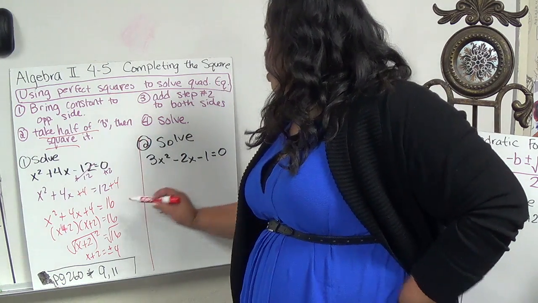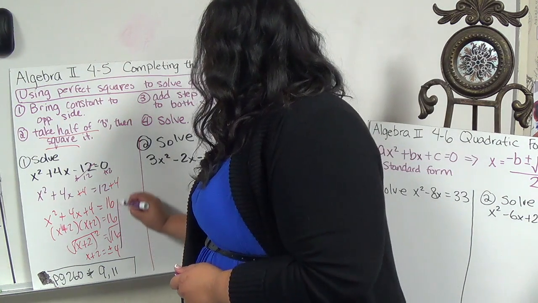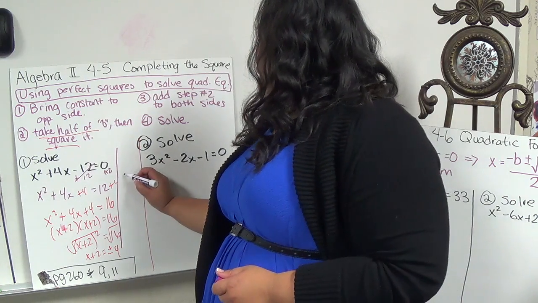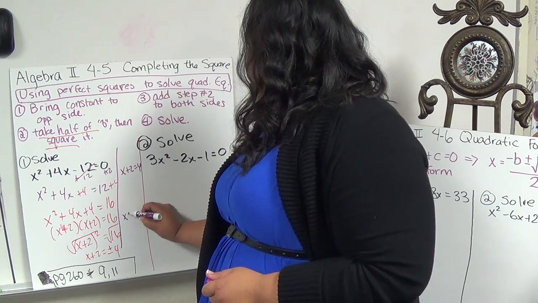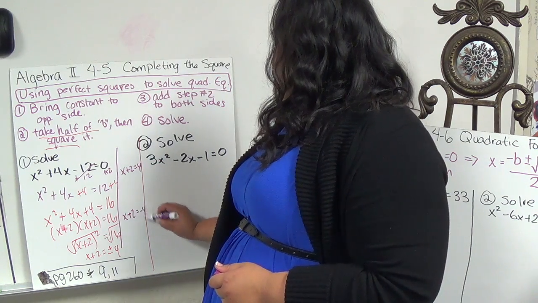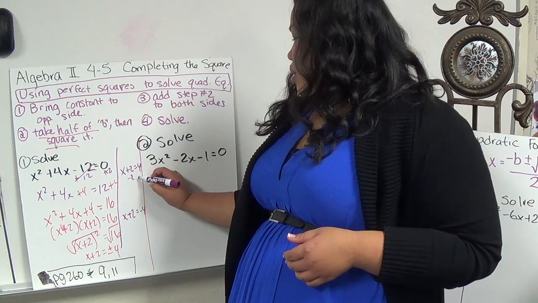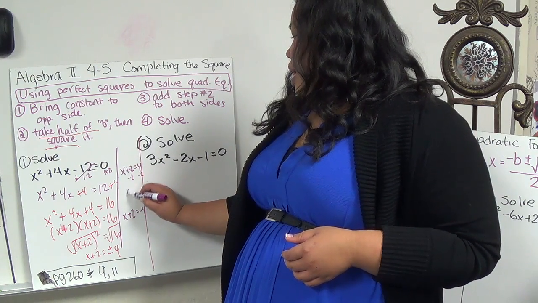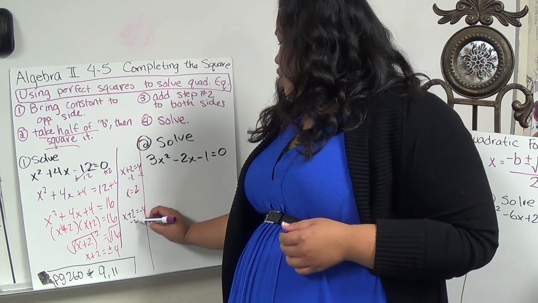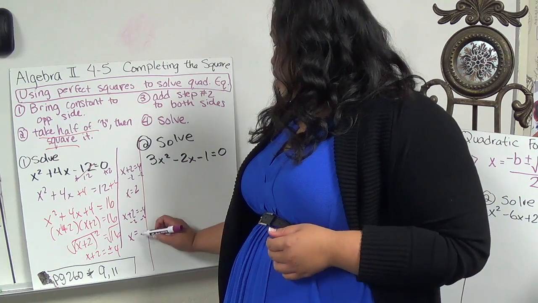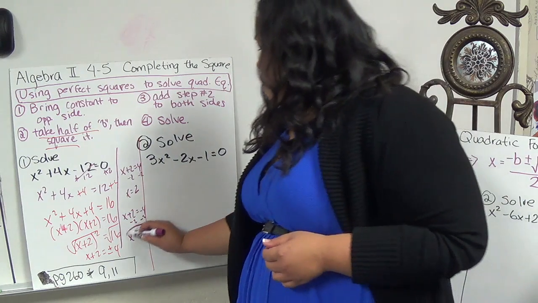So here, I have two problems, right? I have x plus 2 equals positive 4, and x plus 2 equals negative 4. And then I just solve. Minus 2, minus 2. This gives me x equals 2, and this minus 2, and x equals negative 6. So here are my two answers.